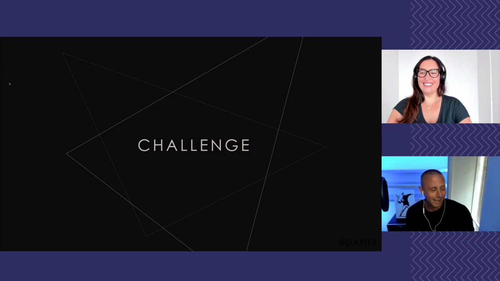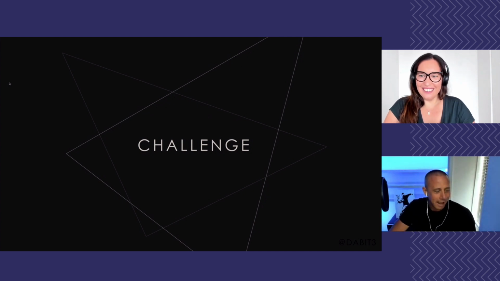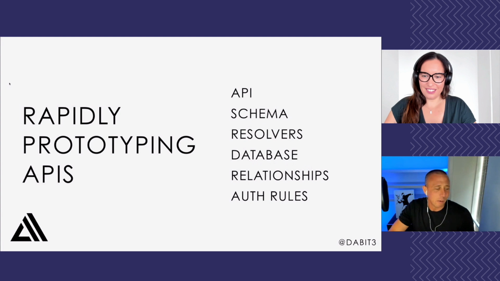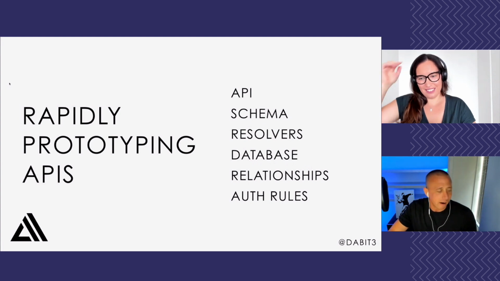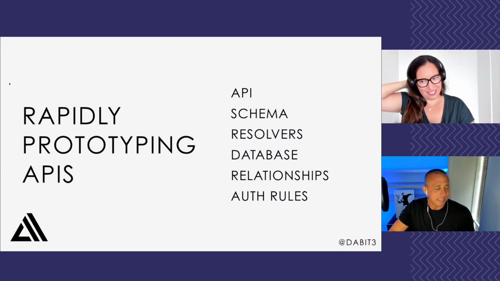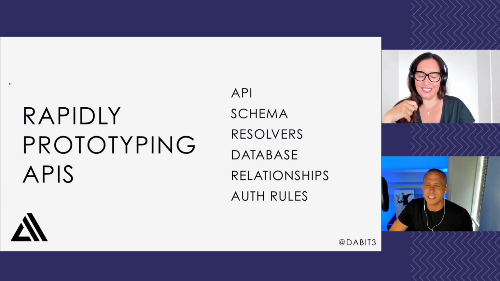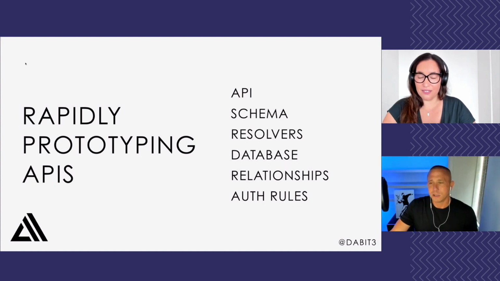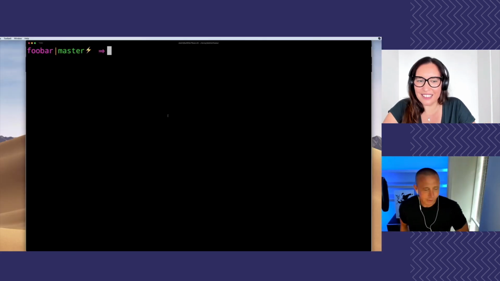Right. Okay, so the next thing I want to do is have a challenge where we build out an API. For the API we want to have a schema, resolvers, a DynamoDB table, relationships, so one-to-many relationships, and auth rules. Good. Okay, cool. So I think what we'll do now is I'll exit this presentation and we'll do some live coding. Is that cool? Yay, code. Okay, cool. All right.